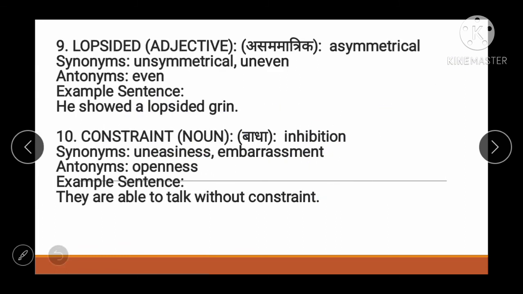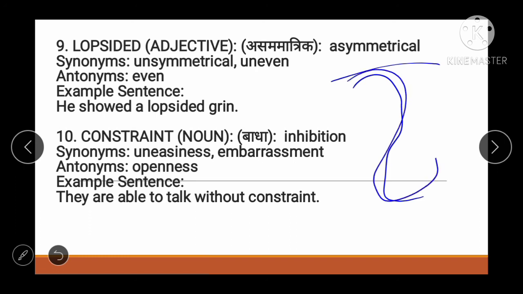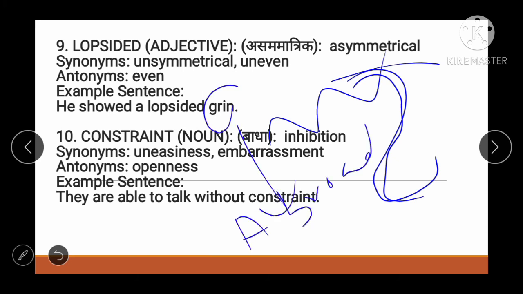All right. Next one is lopsided. Lopsided means क्या होता है ना, asymmetrical, means एक ही side से रहना. All right. Or lopsided we can say that leaning to one side. So synonym would be unsymmetrical, uneven. कोई चीज uneven होना. Okay. Antonym would be even. Let's form an example. He showed a lopsided grin. See friend, grin मतलब क्या होता है, a broad smile. Okay. A broad smile is known as grin.